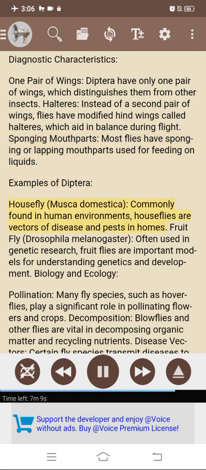Examples of Diptera. Housefly, Musca domestica, commonly found in human environments. Houseflies are vectors of disease and pests in homes. Fruit fly, Drosophila melanogaster, often used in genetic research. Fruit flies are important models for understanding genetics and development.